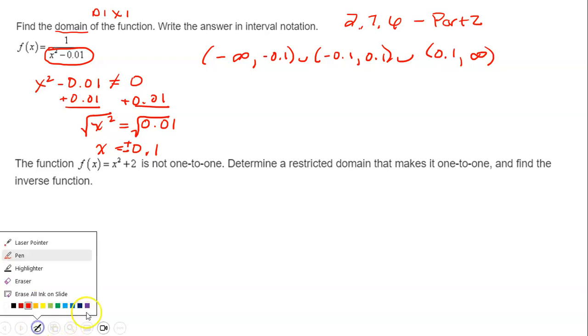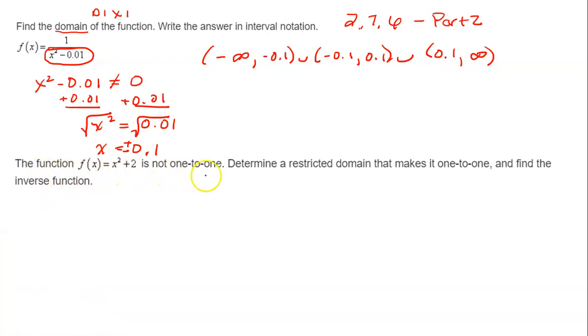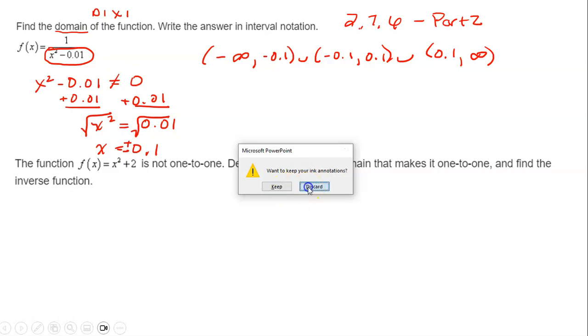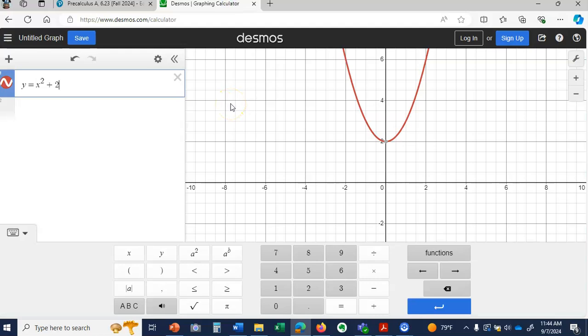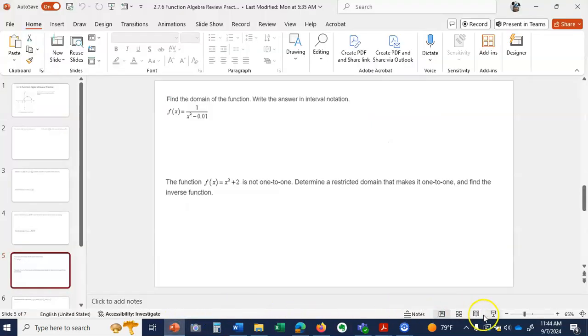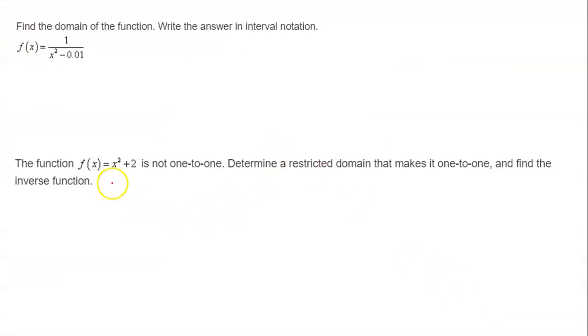Next one, let me change colors: the function is not one-to-one. Restrict the domain. So we're just going to discard those. When I graphed this, it's right here. You'll see that it's a parabola, and I restricted the domain to x is greater than 0. So let's go back. The restricted domain is going to be x is greater than or equal to 0. And the inverse function, so that's what we're going to find.